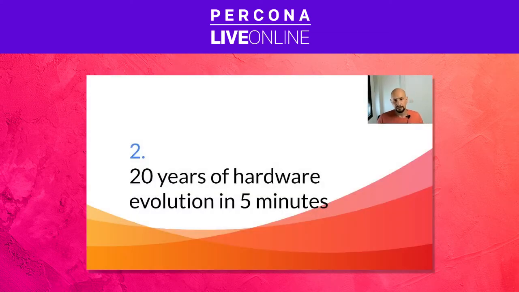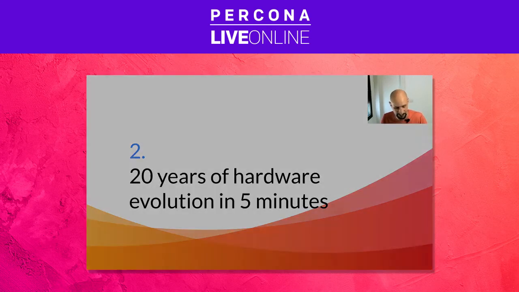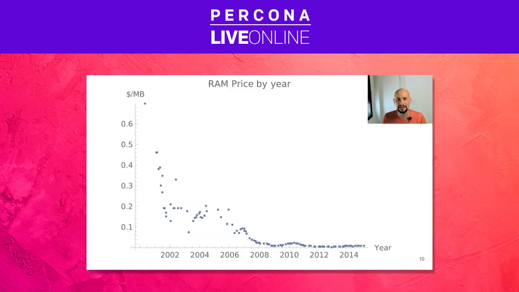So to understand why this kind of architecture has now become a problem, we should take a look at what happened in the last 20 years in terms of hardware evolution. So we're going to go really quick through about 20 years of hardware evolution, so bear with me. This is a graph of RAM prices by year, and as you can see, it's exponentially dropping.